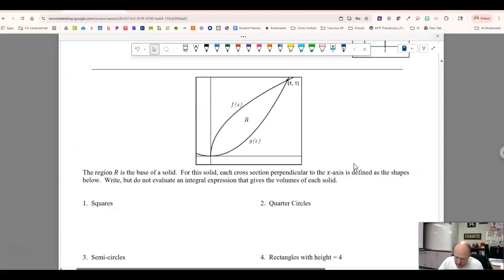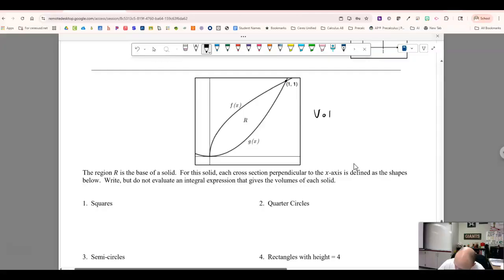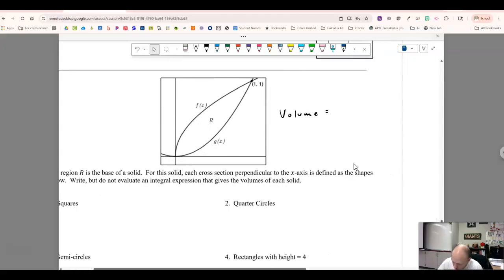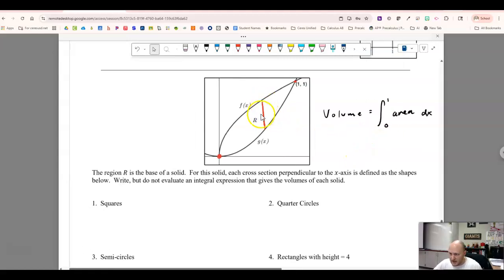So very, very important here. What I'm going to do is write a general expression. The volume is going to be equal to the integral of the area, again, and our bounds are 0 to 1 dx, right? So 0 to 1 are the bounds, and we can see that here and here, and it's with respect to x. Okay, so how can I evaluate this distance? Well, this distance is f of x minus g of x. F minus g. So how does this adapt based upon the shape?